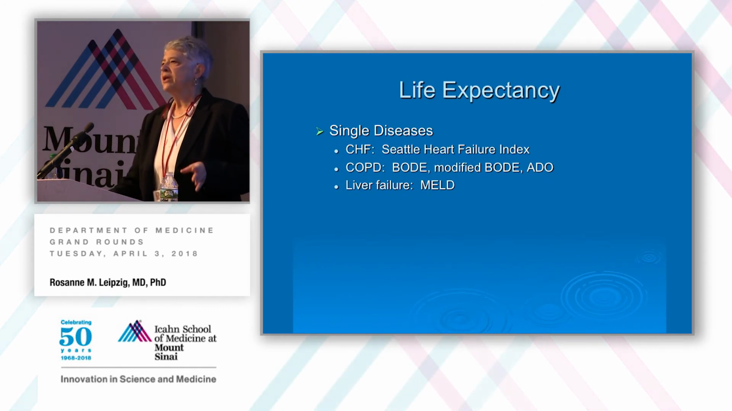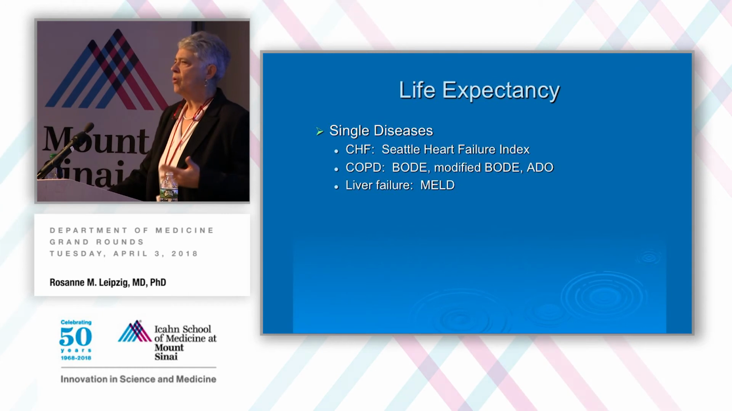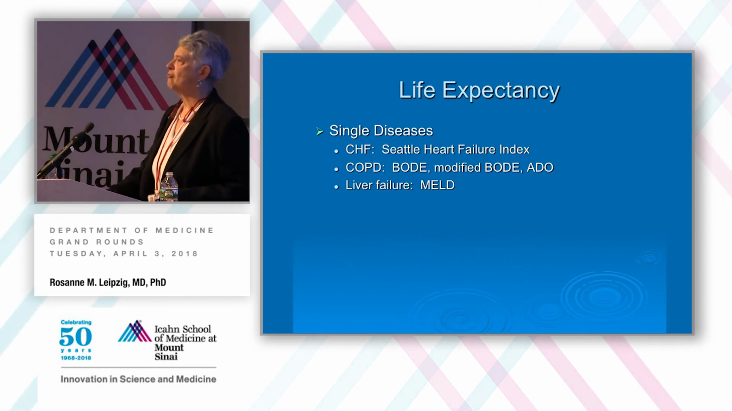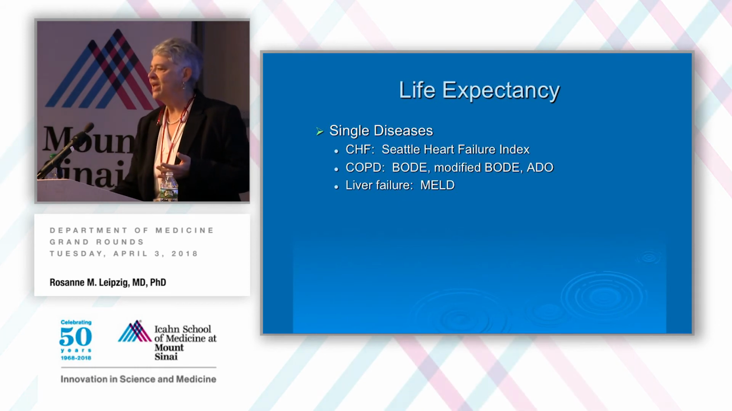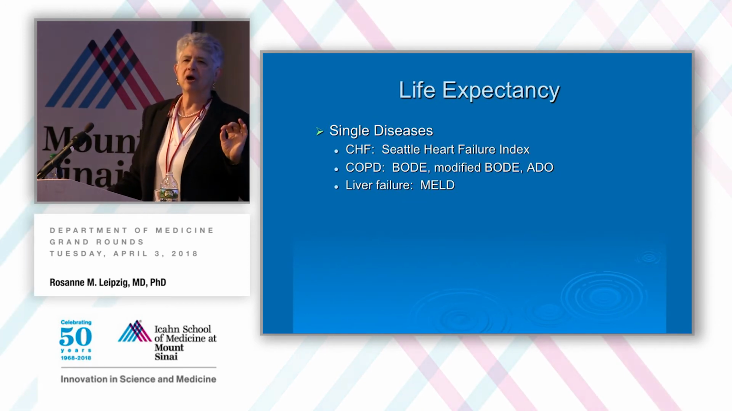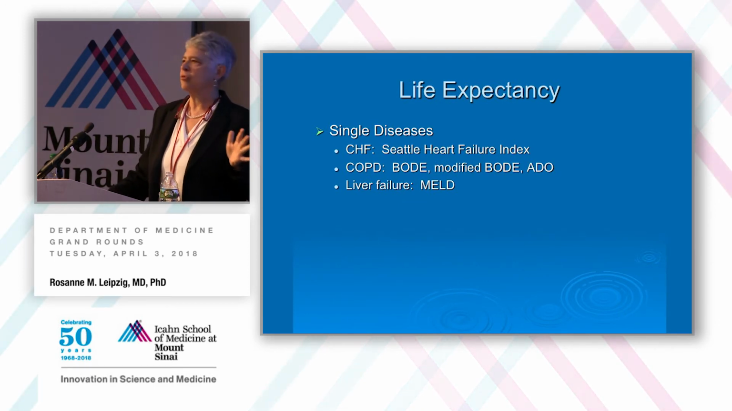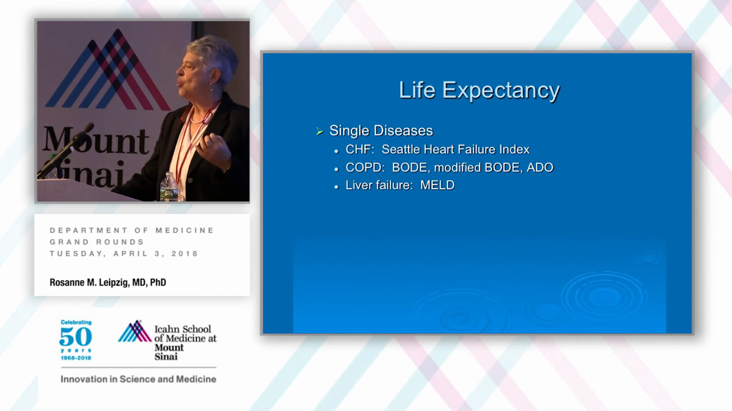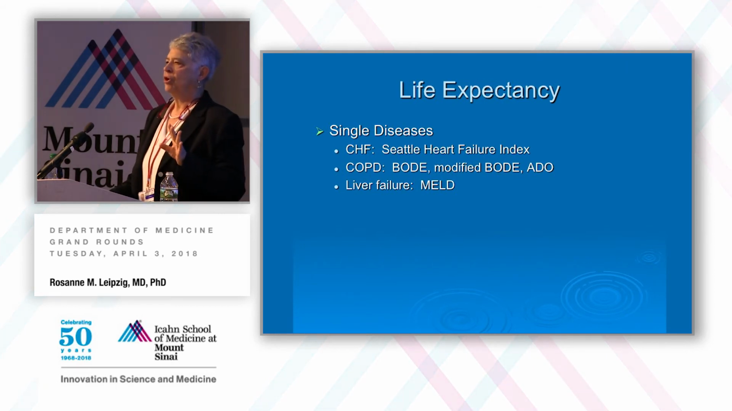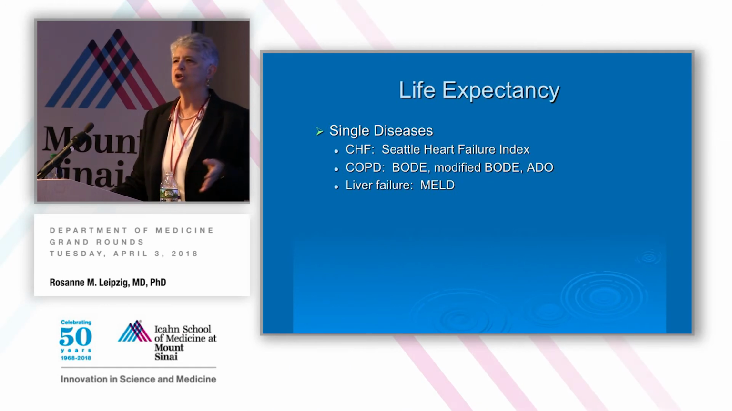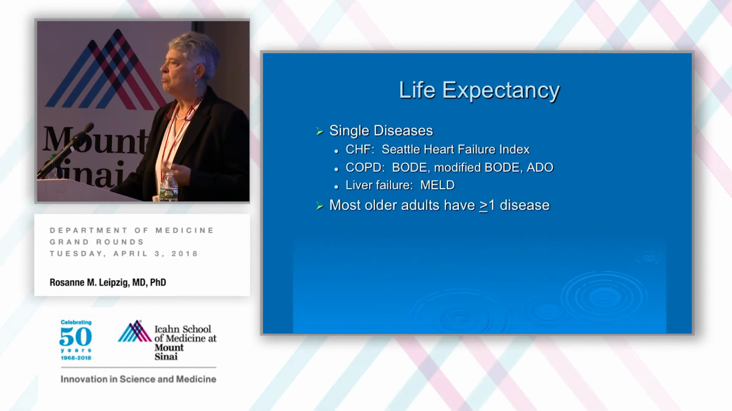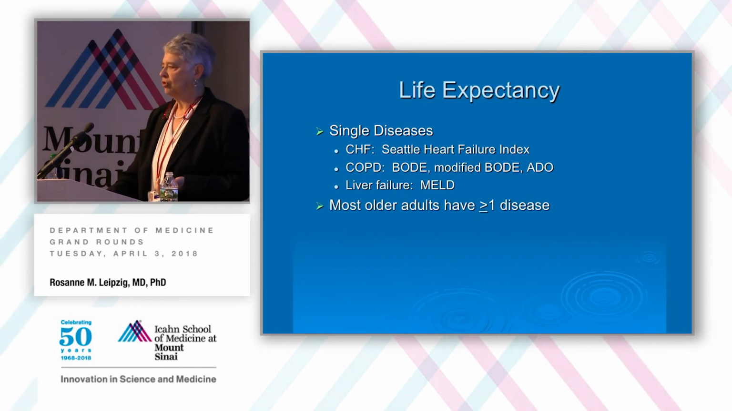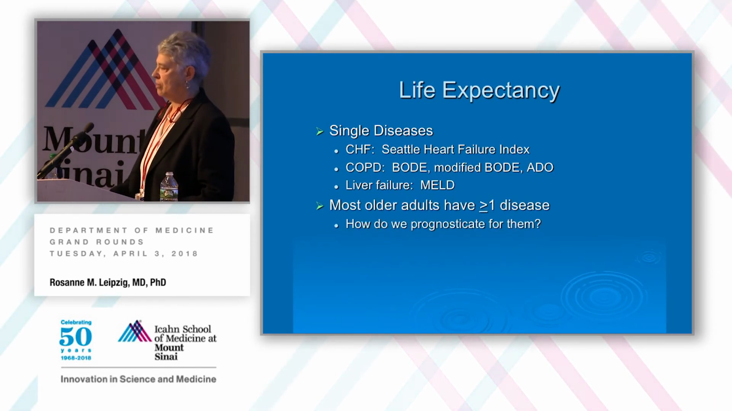How about looking at life expectancy? Because people want to know, how long, doctor, how long do I have? Okay? Your favorite question. So for single diseases, we have specific scores and algorithms that have a lot to do with the actual disease, with the ejection fraction, with blood pressure, things of that nature, okay? But most older adults have more than one disease. So how do we prognosticate for them?